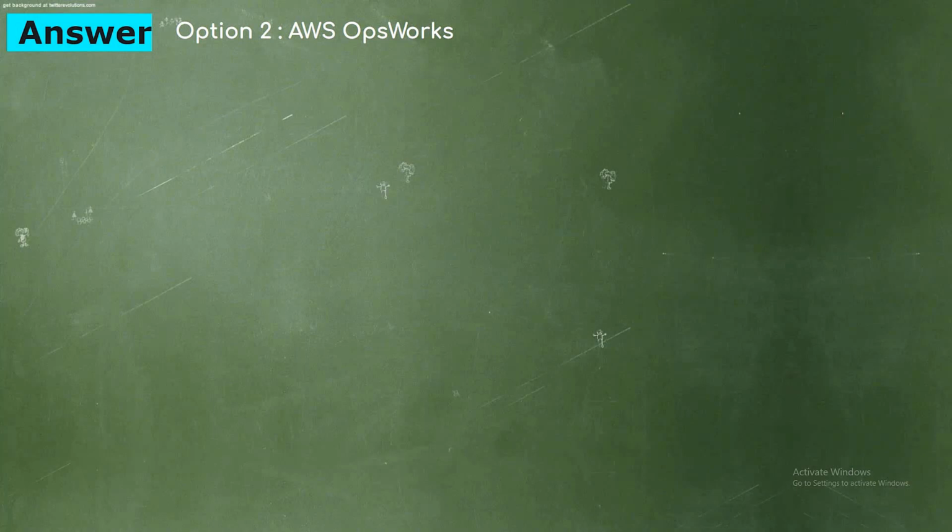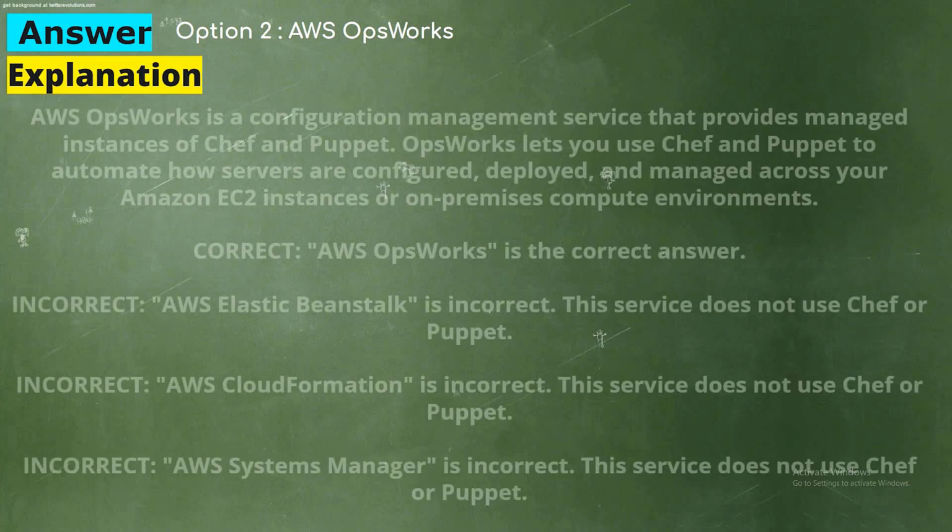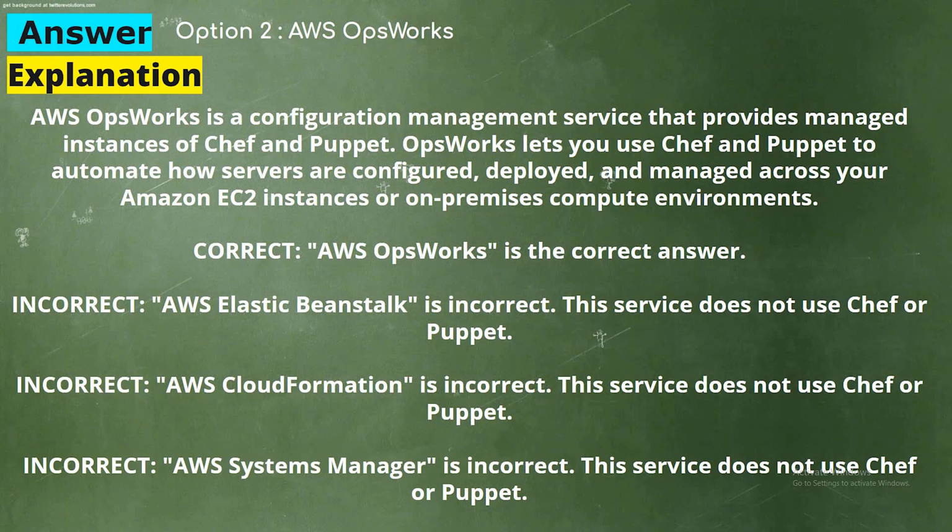AWS OpsWorks. Explanation. AWS OpsWorks is a configuration management service that provides managed instances of Chef and Puppet. OpsWorks lets you use Chef and Puppet to automate how servers are configured, deployed, and managed across your Amazon EC2 instances or on-premises compute environments. Correct, AWS OpsWorks is the correct answer. Incorrect, AWS Elastic Beanstalk is incorrect. This service does not use Chef or Puppet. Incorrect, AWS CloudFormation is incorrect. This service does not use Chef or Puppet. Incorrect, AWS Systems Manager is incorrect. This service does not use Chef or Puppet.